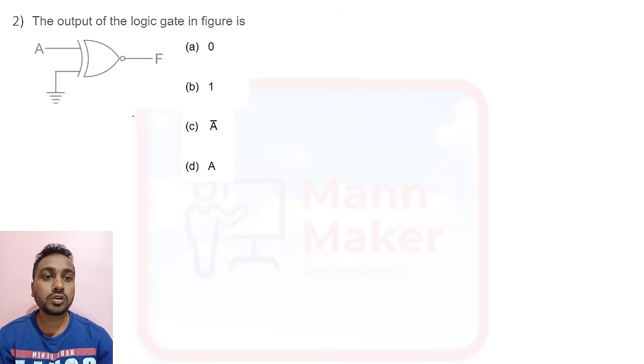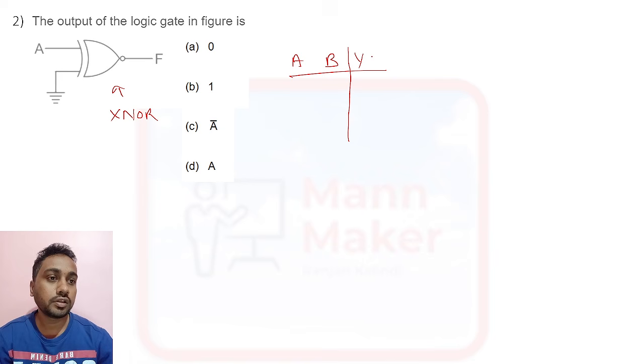Next, the output of the logic gate in the figure is. This symbol is for the XNOR gate. If you see the truth table for XNOR with inputs A and B, you can denote the output as A XNOR B. The rows are 0 0, 0 1, 1 0 and 1 1. In an XNOR, whenever the two inputs are both the same, then only the output will be 1, otherwise it will be 0.